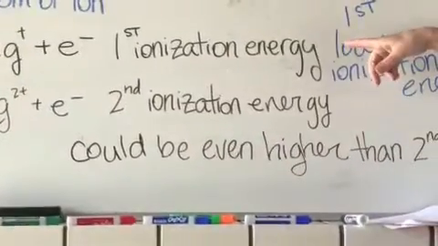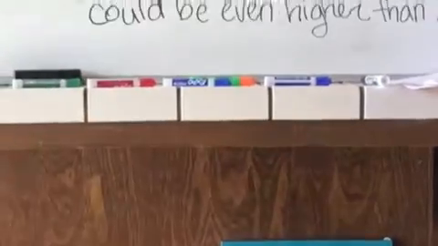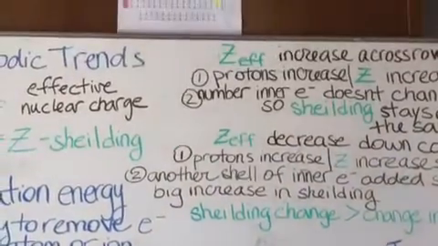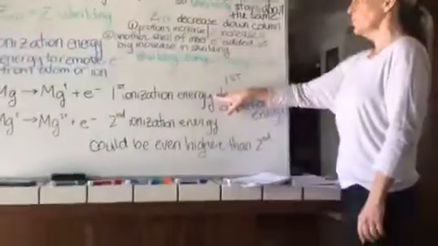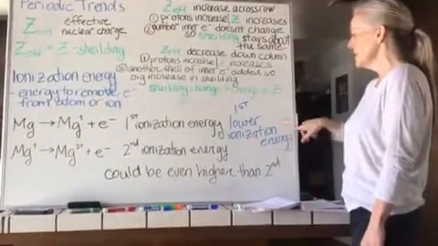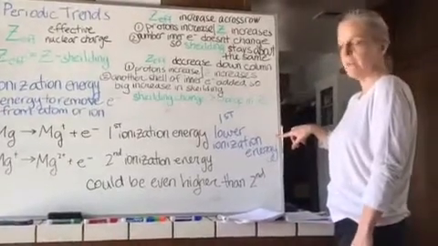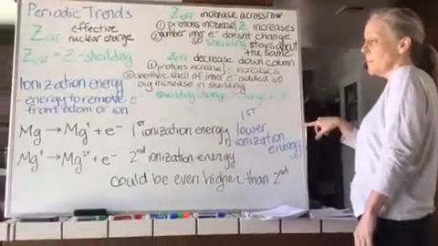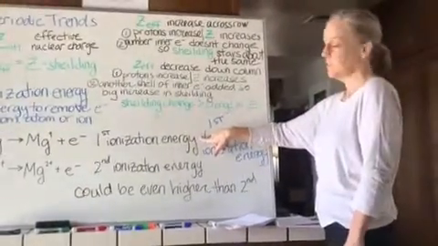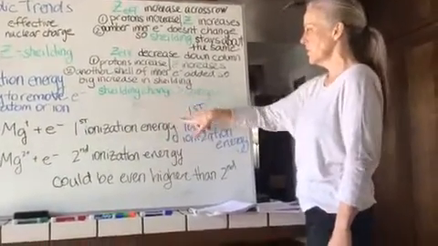So the first ionization energy is always the lowest or lower of all the ionization energies. So the first one's the easiest to remove an electron. So less energy means that it took less energy to happen, which means it was easier to happen. So it was the easiest to remove the first electron from that neutral magnesium.